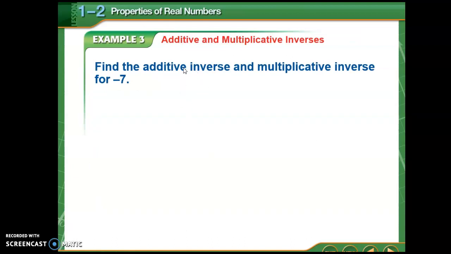Okay, let's move on. What is the additive inverse and multiplicative inverse for negative 7? So for additive inverse, the opposite sign of negatives is positive. So positive 7. Multiplicative inverse, you just flip this one. Negative 1 over 7.